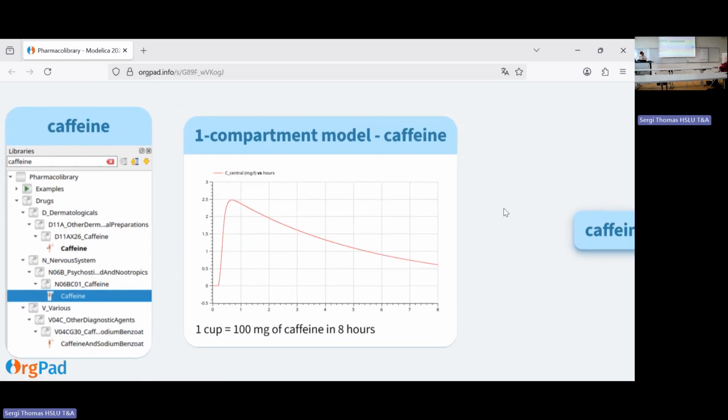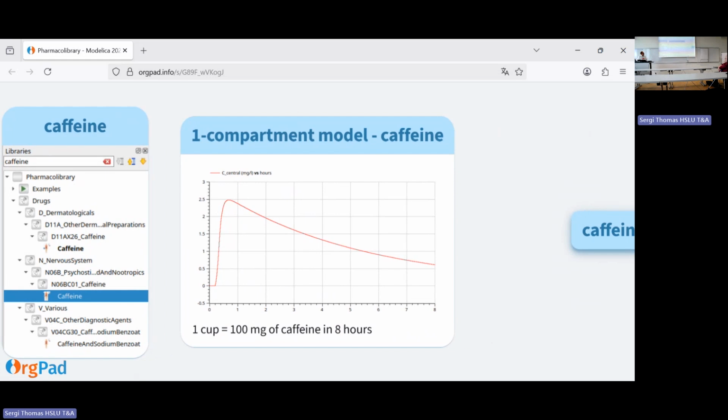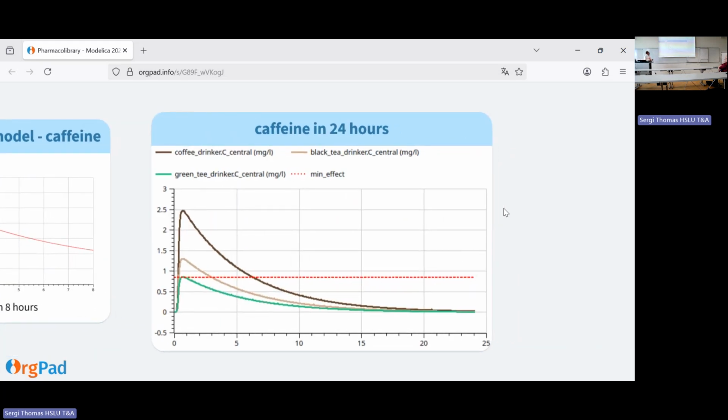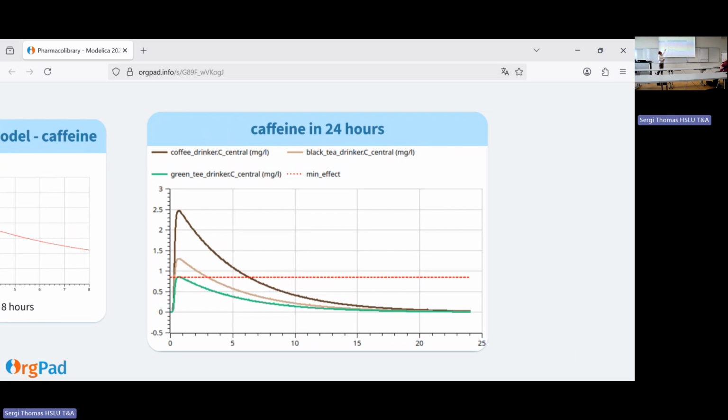So, one compartment model of caffeine, for example: 1 cup of coffee contains 100 milligrams of caffeine, in an 8 hour simulation. You can get this curve. But it's interesting that with coffee, you reach some maximal effect, but the minimal effect, which is measured, remains for about 5-6 hours on average. But we are individuals, we are different, so somebody needs more coffee, someone is messing up with one, or is completely exhausted with one.